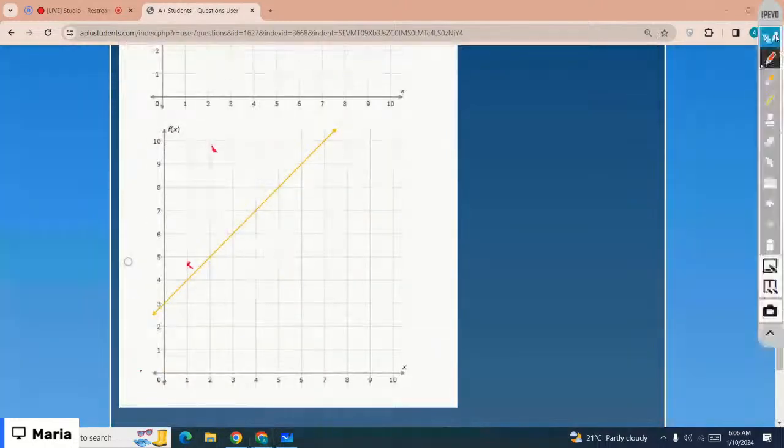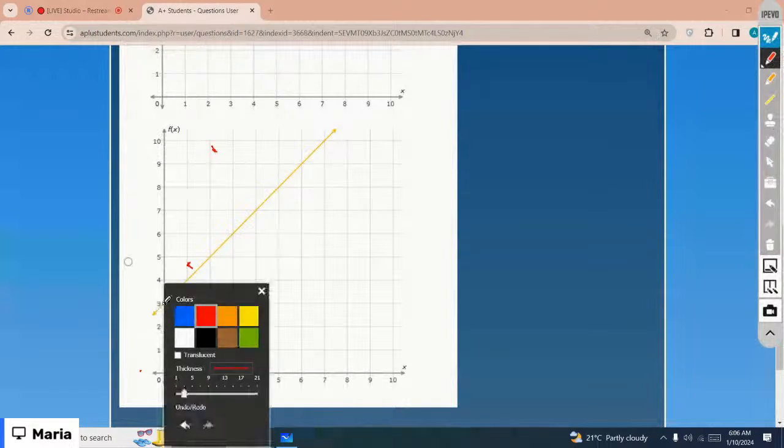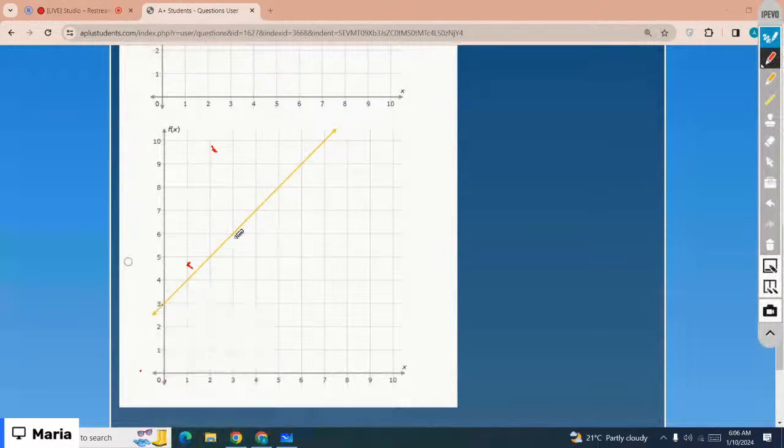Okay. X is 0, y is 3, right? X is 3, y is 6. X is 6, y is 9, right? So these are the points on the graph. So that means the correct option is the second.